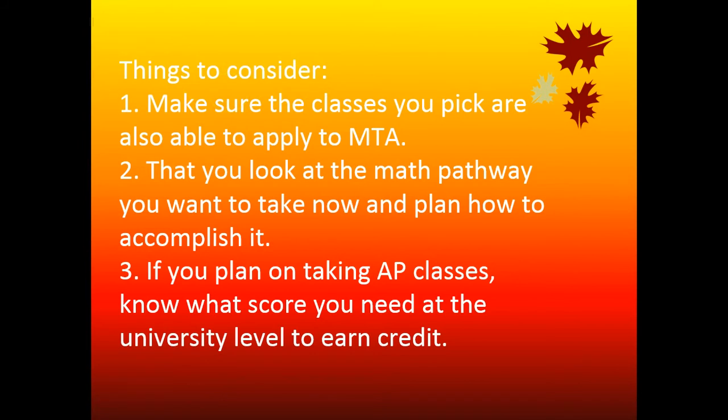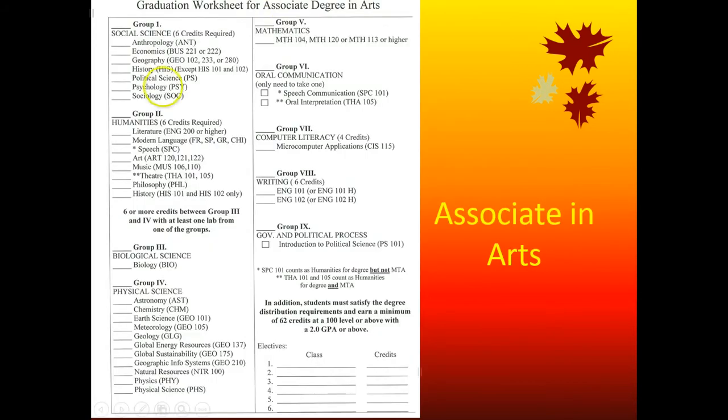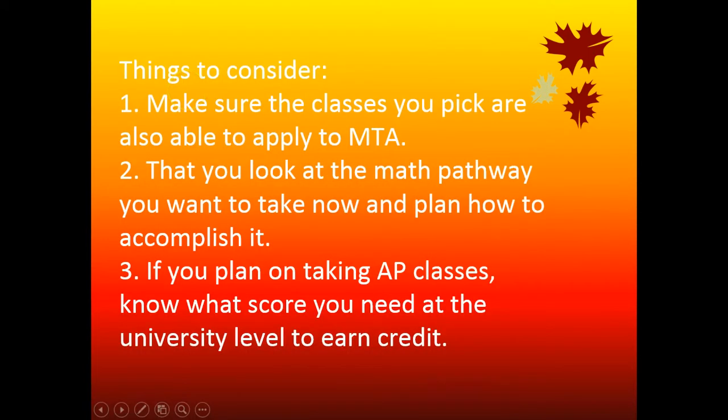Okay. So things to consider for the associate in the arts and the associate in science, the transfer degrees, are to make sure the classes you pick are also able to apply to the Michigan Transfer Agreement. That document is also out there on the website, and I'll show you how to find that. Most of the classes on this sheet, if you follow this plan, are part of the Michigan Transfer Agreement. And if you remember, I said the MTA is a good thing to get. You want to make sure that you look at the math pathway so you know what math class you're going to ultimately need to get to. That also involves looking at what college you want to attend in the future and what career you want.